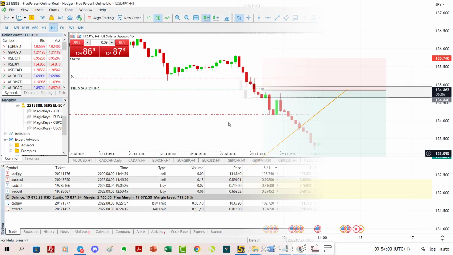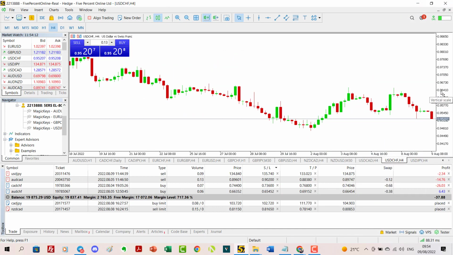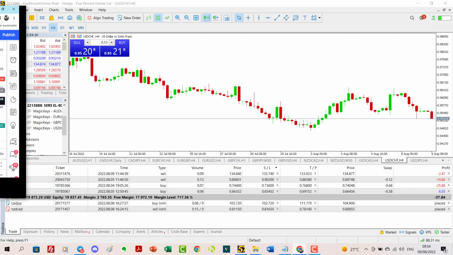And now I'm also thinking about setting a sell order on USD Swiss. Now this wouldn't be a sell stop, this would be a sell limit because price is already pushing down, and this is the setup that I'm thinking of taking.